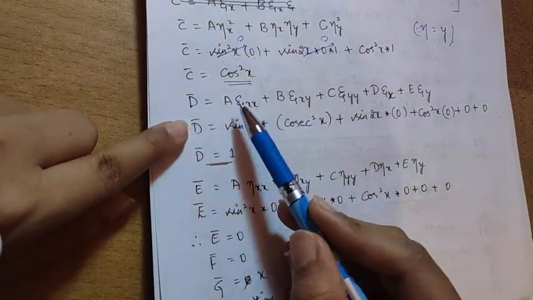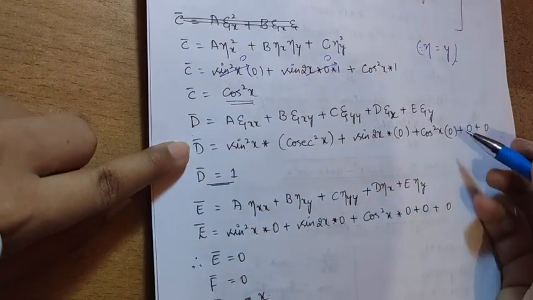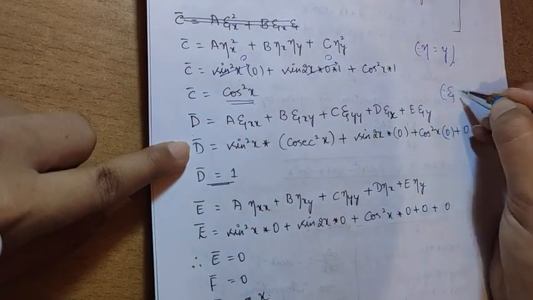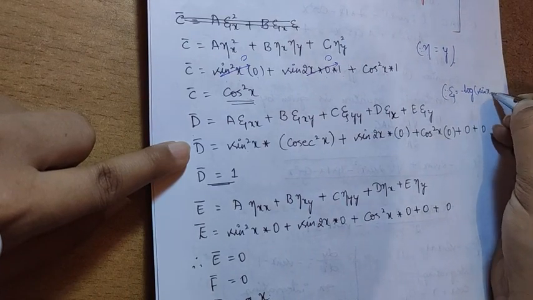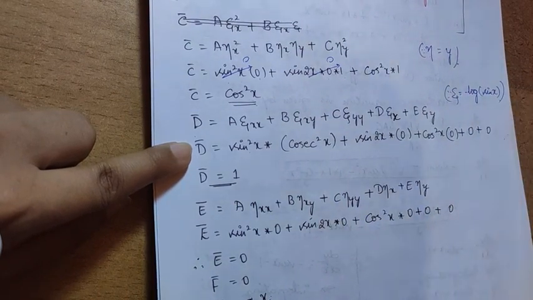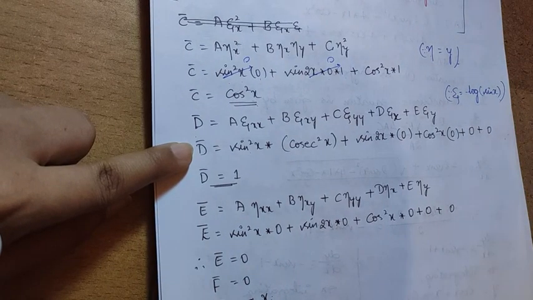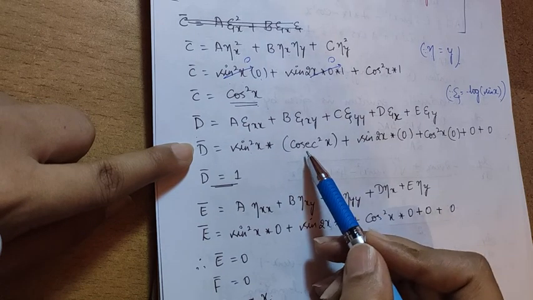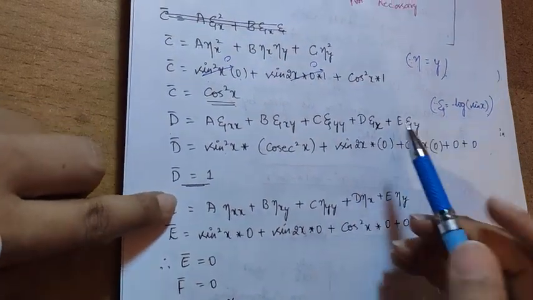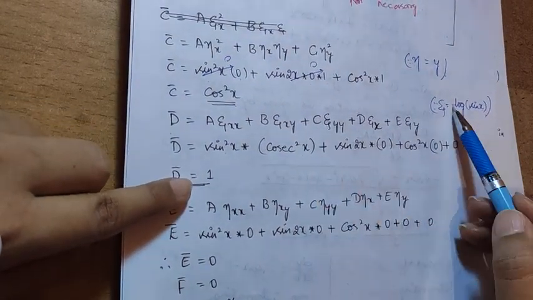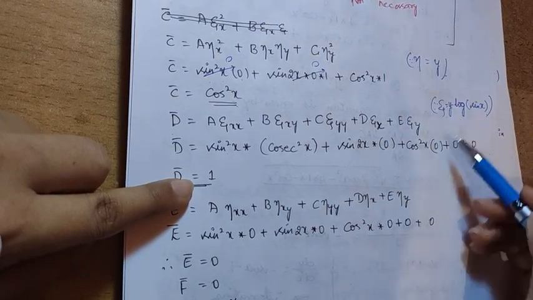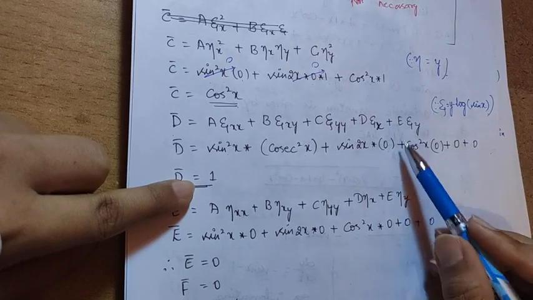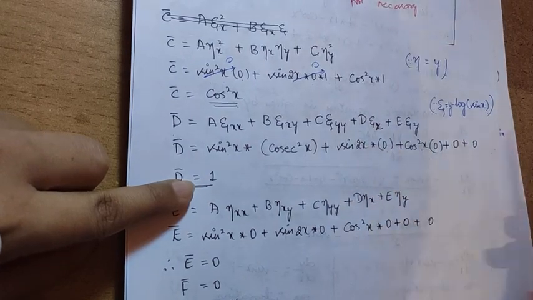Similarly for d bar, a is sin square x. Since xi is equal to y minus log of sin x, if you differentiate xi with respect to x once, you will get minus cot x. If you differentiate minus cot x, you will get cosecant square x. So b is sin 2x. If you differentiate xi with respect to y twice, you will get 0. So c is cos square x.